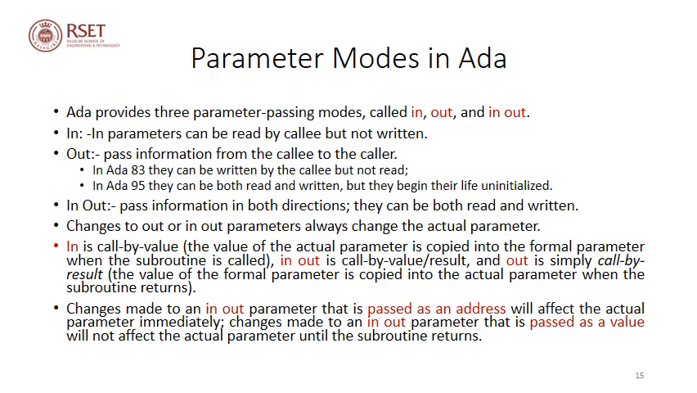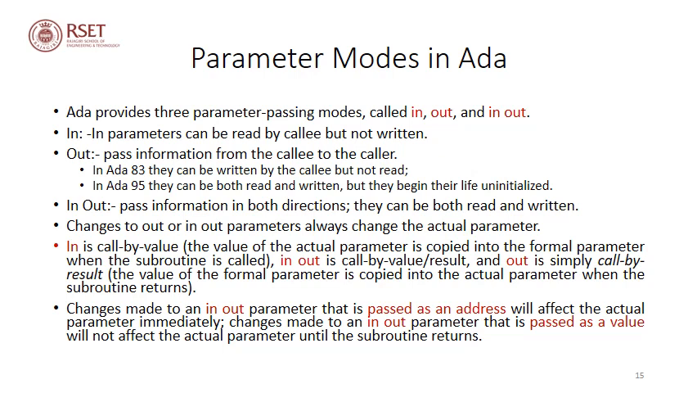In-out is called by value result. So we have already learned about call by value result, and in-out is just the same as call by value result. And out is simply called by result. That is, the value of the formal parameter will be copied to the actual parameter when the subroutine returns. So what about in-out? Changes made to an in-out parameter that is passed as an address will affect the actual parameter immediately. However, normally if you pass it by value, changes made to in-out parameter passed by value will not affect the actual parameter until the subroutine returns.